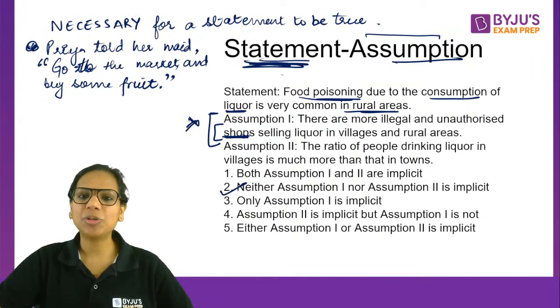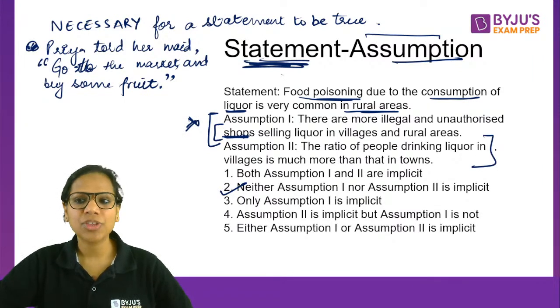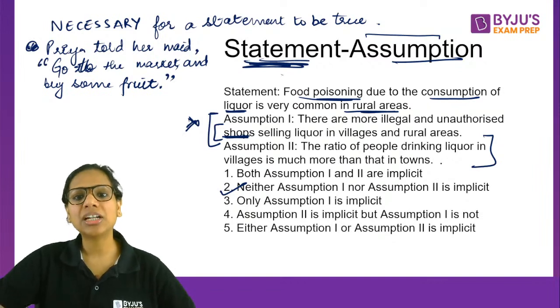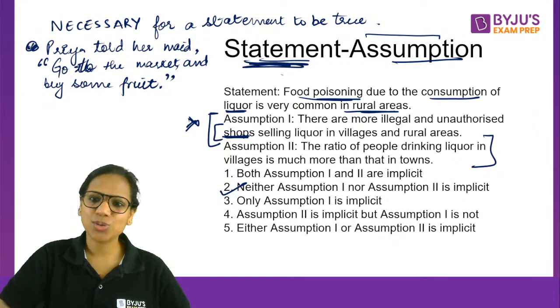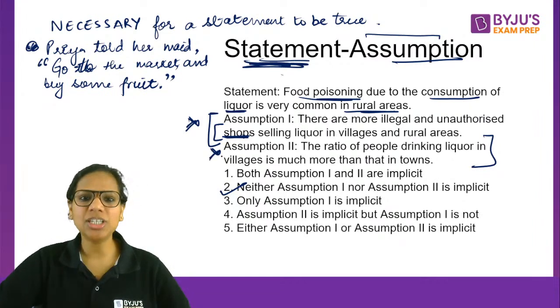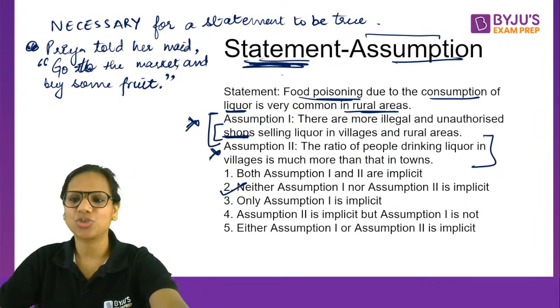Secondly, the ratio of people drinking in villages is much more than that in towns, not necessary at all. Okay, it's quite possible that the ratio is not more. The same number of people, in fact, are drinking liquor in towns and in villages. But in villages, a cheaper variety and adulterated variety of liquor is being sold, right? So that's quite possible, and that's why even this is not an implicit assumption, right?